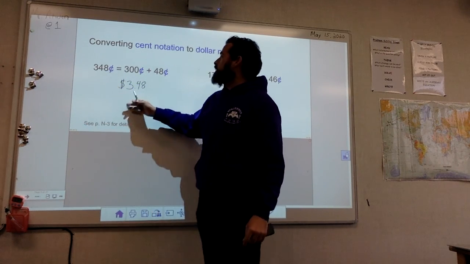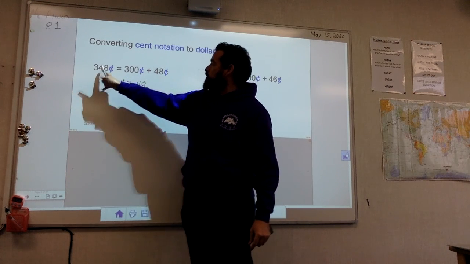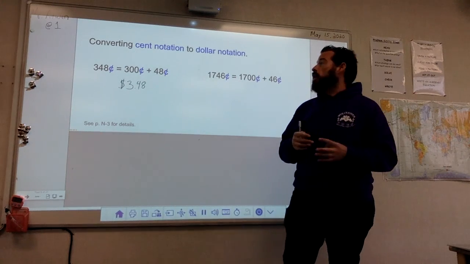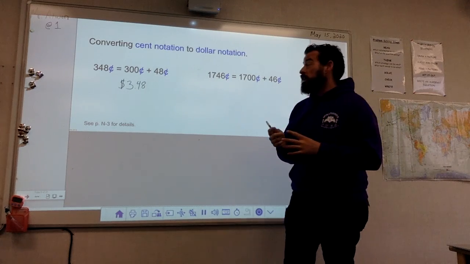Now, an easy thing to remember when you're getting these numbers is that the decimal point is always going to be put right here so that you have 2 digits to the right. Because like I said, we're really dividing by 100 when we're converting from cent notation to dollar notation.